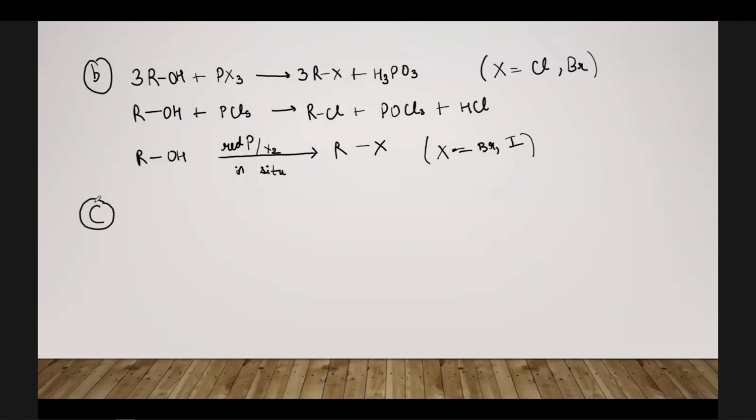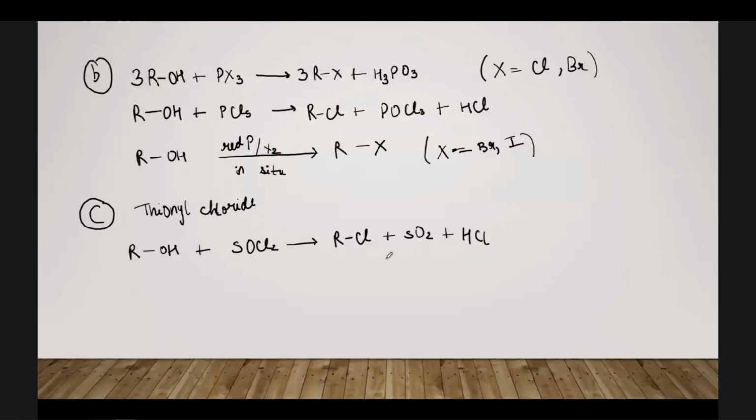Now for the third category, that is thionyl chloride, which is SOCl2. This is the alcohol, this is the thionyl chloride, and it will give RCl plus SO2 plus HCl. Okay, and it's obvious here that we are using SOCl2 only, so this method is for the chlorides only. The other halides are not involved here.